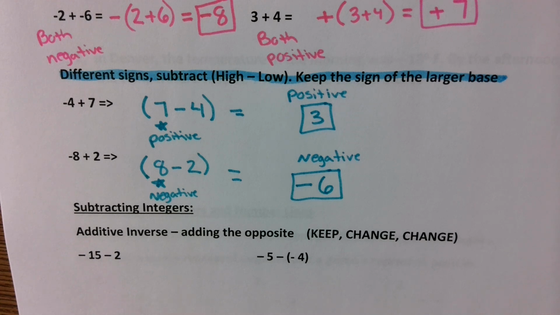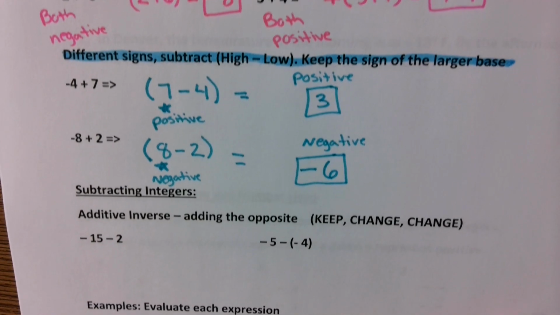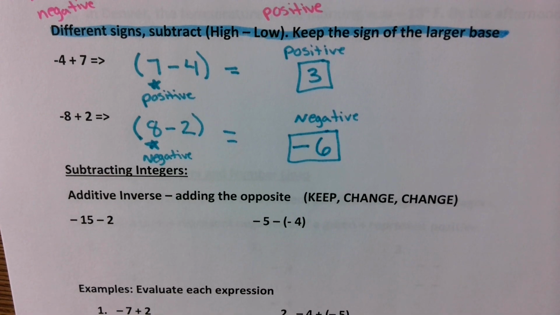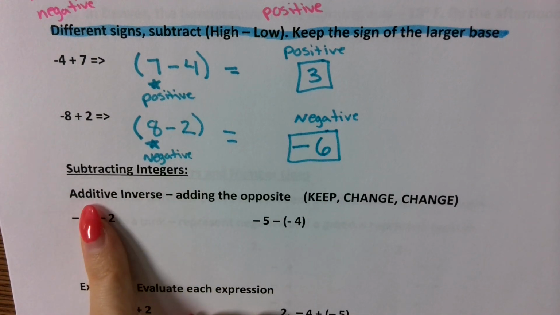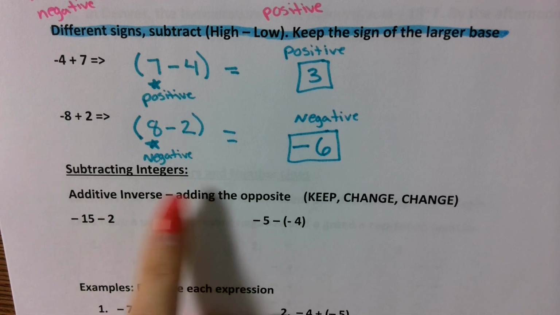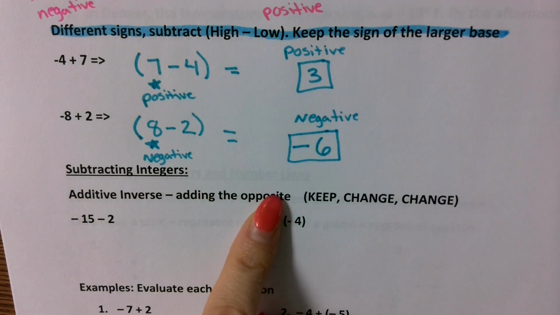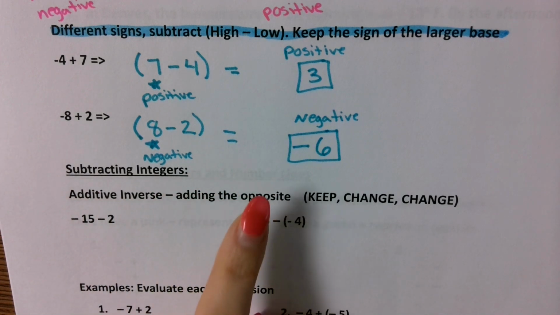Now, if you start off with a subtraction problem, we tend to like to change them. We don't really have subtraction of integers. We have what's called an additive inverse. This is one of our properties here. Additive means you're adding. Inverse means it's the opposite. So you're just adding the opposite value.